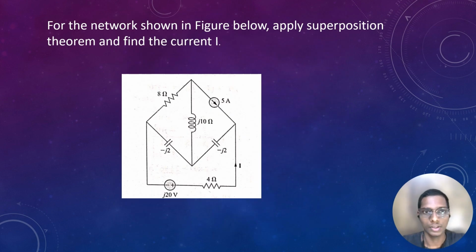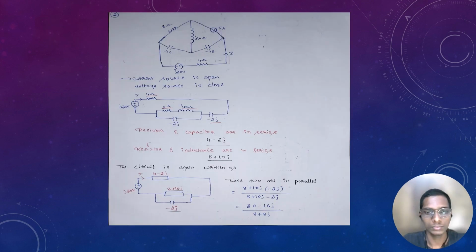Our next question is: for the network shown in the figure below, apply the superposition theorem and find the current I. We have to find this current by using the superposition theorem. First thing we have to do is that the current source is opened and the voltage source should be shorted. Again this circuit is redrawn.